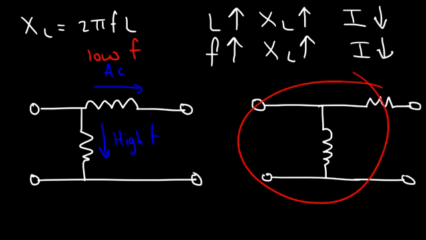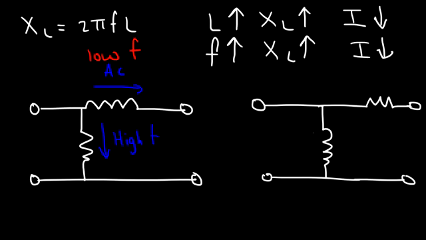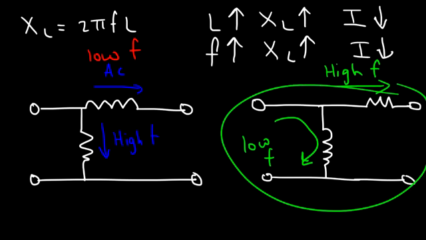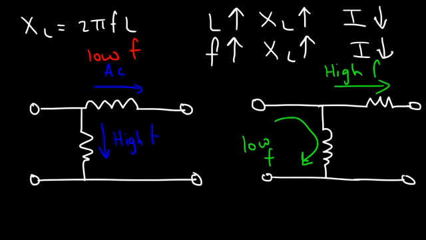Now, for the circuit on the right, a low frequency signal can easily flow through this inductor. But for the high frequency signal, it will be very difficult to pass through that inductor because the resistance will be so high. So the high frequency signal will flow through the resistor. So this circuit will allow a high frequency AC signal to pass through, but it will filter out a low frequency signal. And so you can use inductors to either pass high frequency signals and filter out low frequency signals, or vice versa.